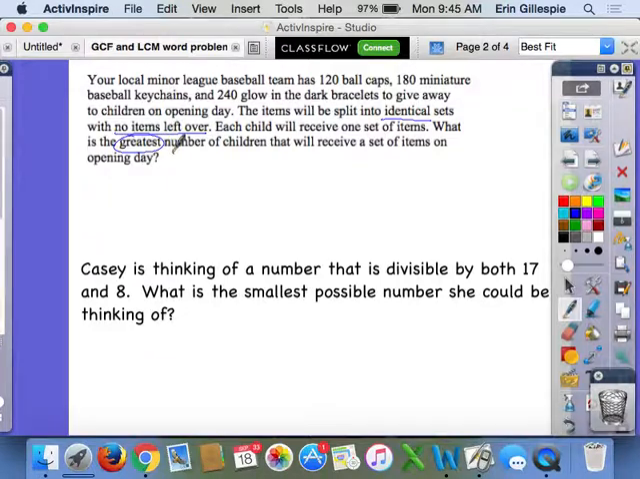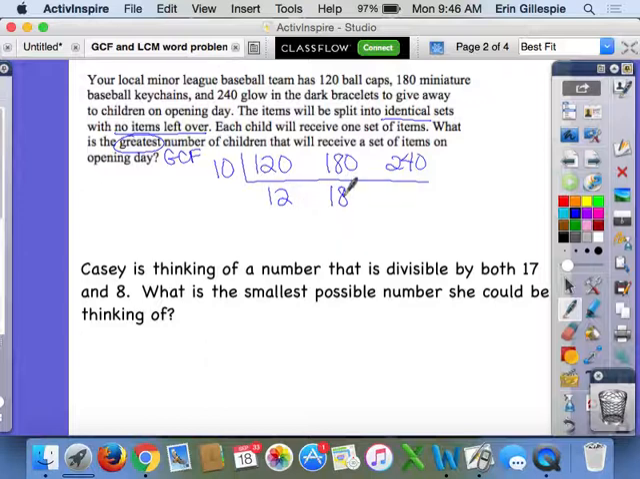So that means we want to find GCF here. So I want to find the GCF of 3 numbers, 120, 180, and 240. I'm looking for a number that divides into all 3 of those numbers. I can see they all end in 0, so a pretty easy number to pick would be 10 or 5, but 10's bigger. 10 goes into 120 12 times, 180 18 times, and 240 24 times. Easy, you just cut off the 0 there.